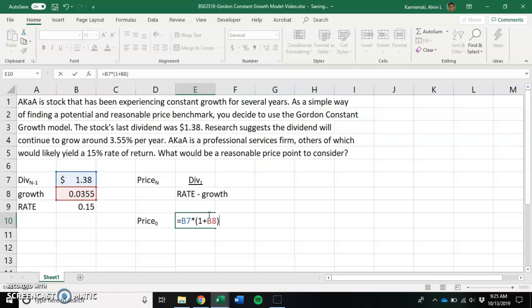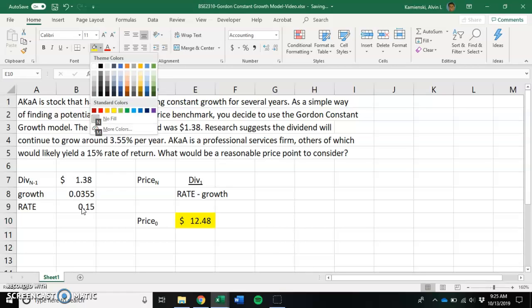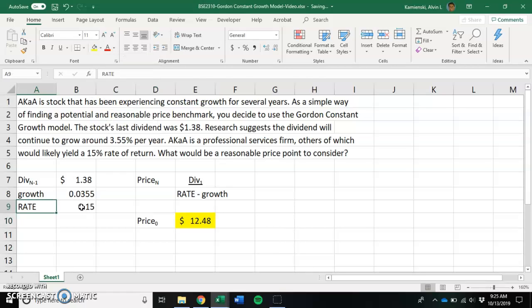That would give us our next dividend, which would be $1.43. We then finish executing the formula and divide that by the opportunity cost of capital, subtracting off the growth. And for this problem, we would get a current price reasonable estimate of $12.48.